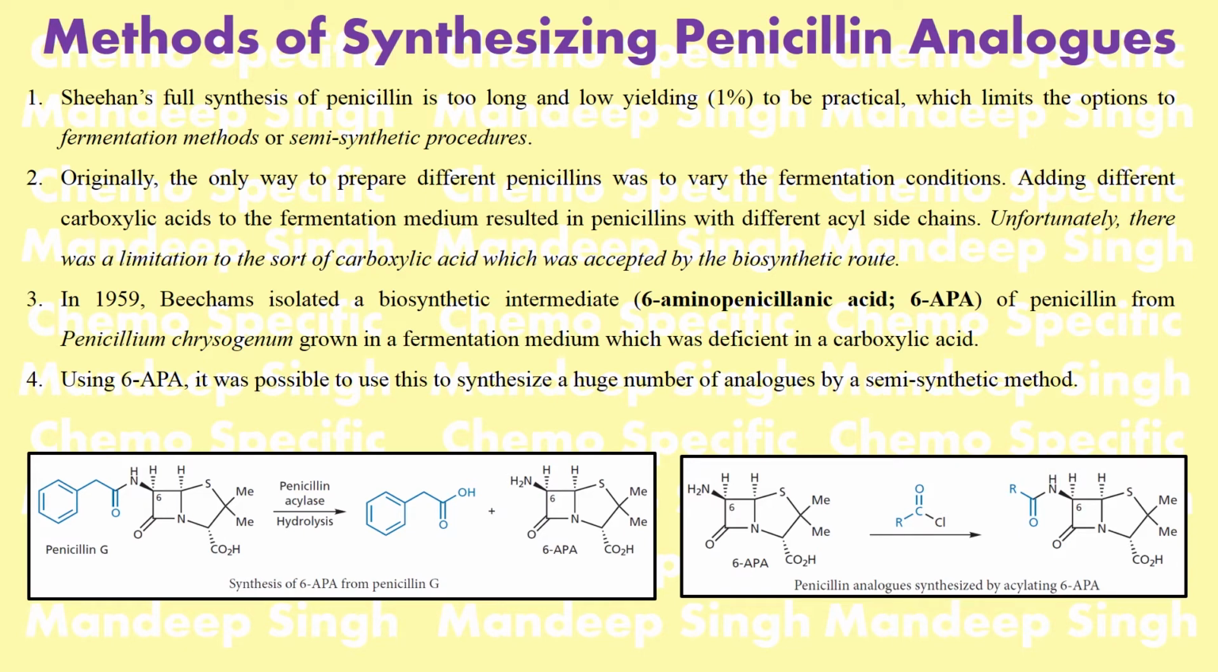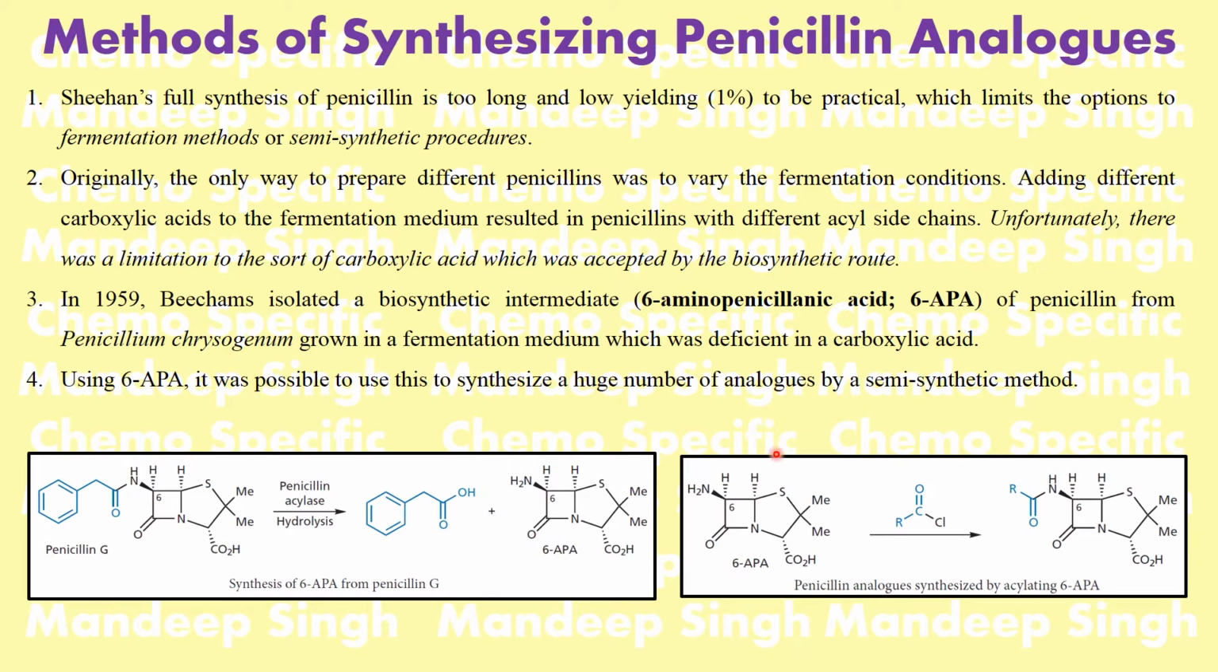Now, what are the methods by which penicillin analogues can be synthesized? As I said, Sheehan did the total synthesis, but it was just too long to have any practical use. But the great thing was Beecham's discovery of a biosynthetic intermediate. The biosynthetic intermediate that we talked about was nothing but this 6-APA. As soon as you can isolate this 6-APA, you basically carry out an acylation reaction, and it can give you a huge variety of analogues.